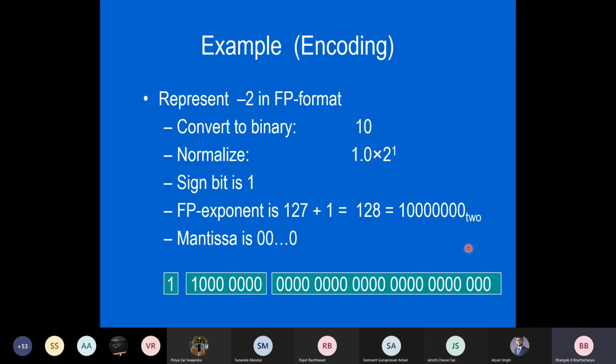Any question or doubt here? 2's complement does not play any role in floating point representation.